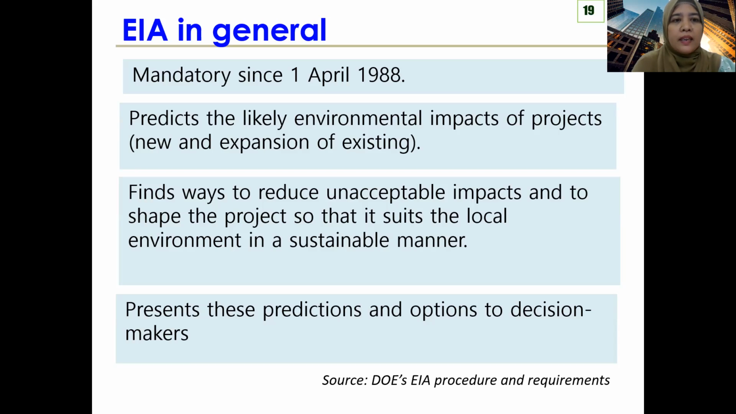Okay. EIA also finds ways to reduce unacceptable impacts. Dia mencari jalan untuk mengurangkan impact yang tidak dapat diterima, and to shape the project so as it suits the local environment in a sustainable manner. Sustainable development. Remember the three-legged stool. You do not want to prevent the economic development from happening in the area. For instance, dia memerlukan area satu kawasan tu perlukan airstrip, for instance. Airstrip tu kecil daripada airport kan. So airstrip, for instance, maybe not just for tourism purposes, but maybe for economic purpose as well.